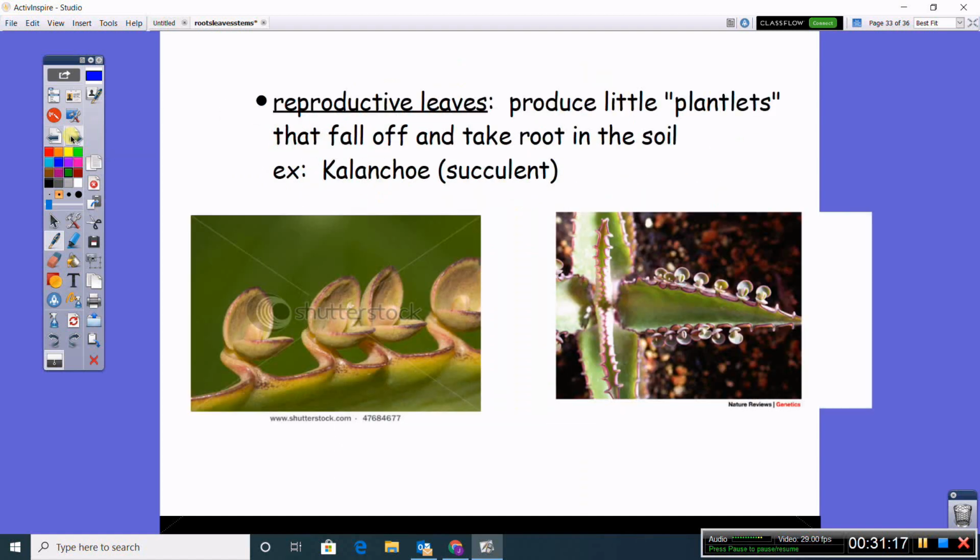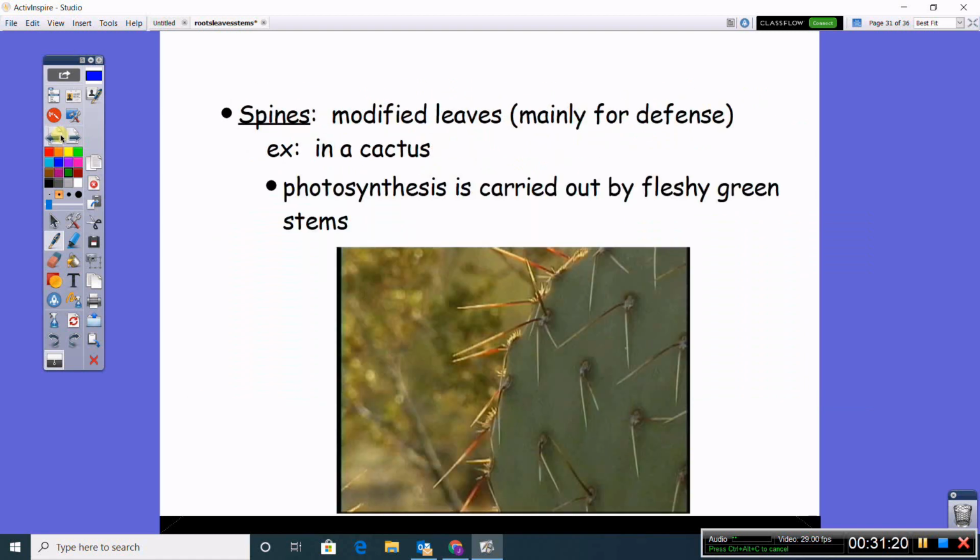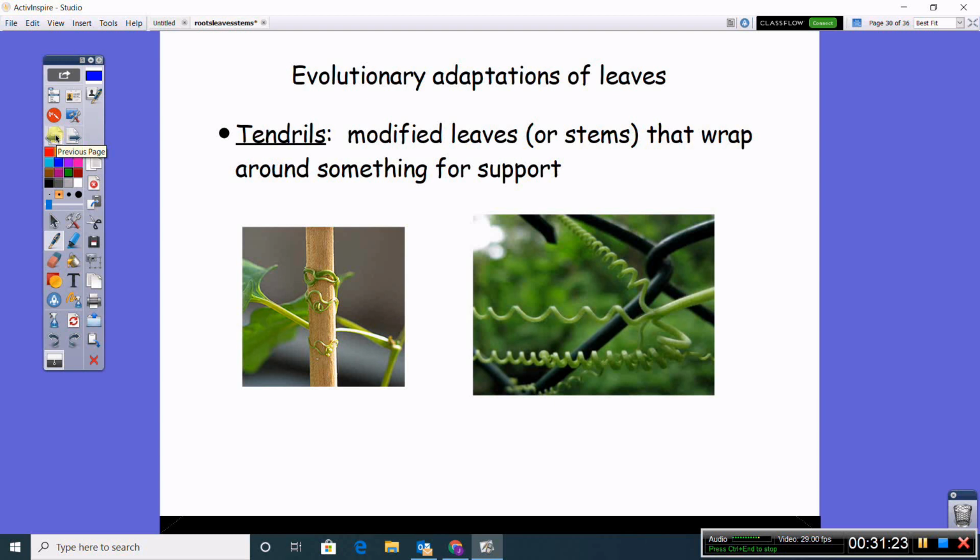All right. What we're going to wrap up with is 5 modifications of leaves, and then we will be all set for today. So tendrils, we'll come back and talk about tendrils when we get to tropisms in a few days. Tendrils are modified leaves or stems that wrap around something for support. So you see this with some vegetables that you might grow in the garden, okay? The act of them wrapping around will be called thigmotropism, when they wrap around a stake or a support.